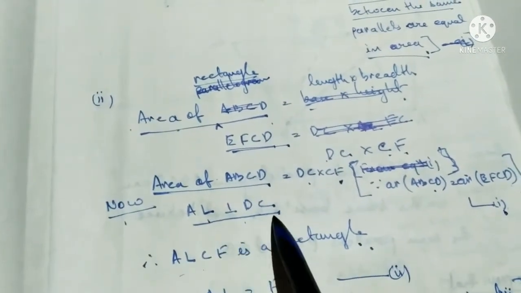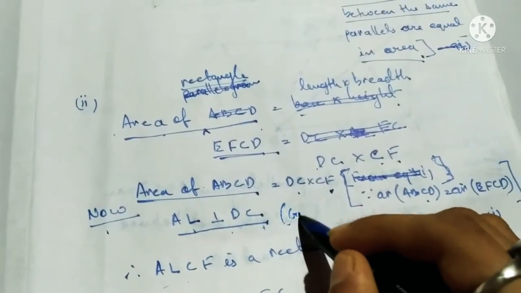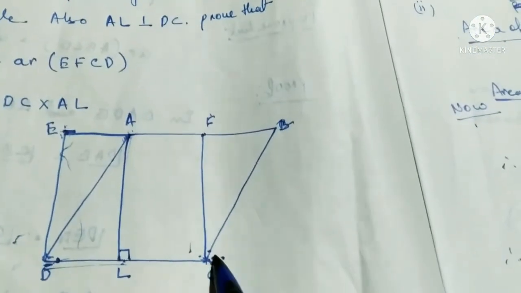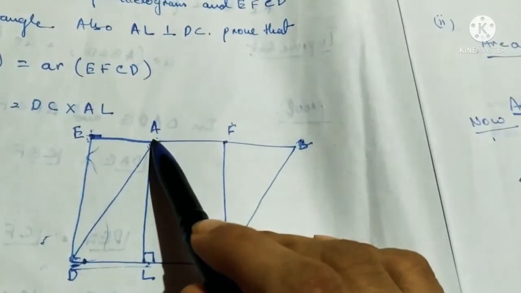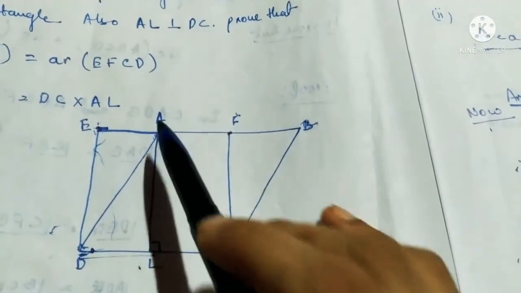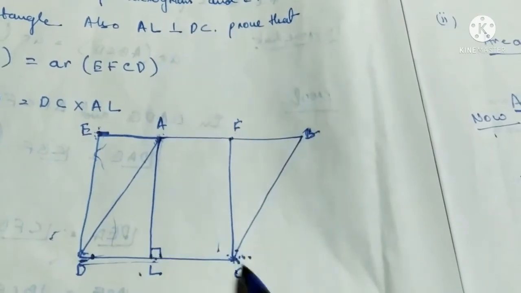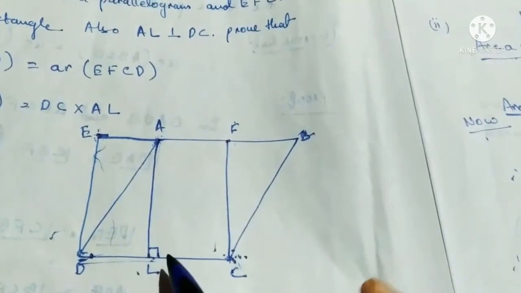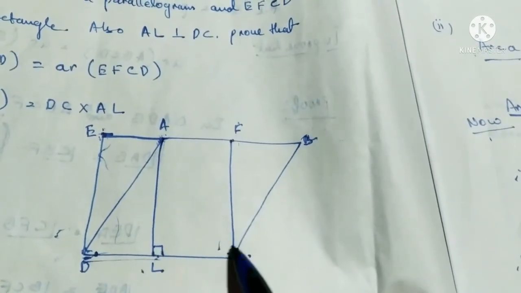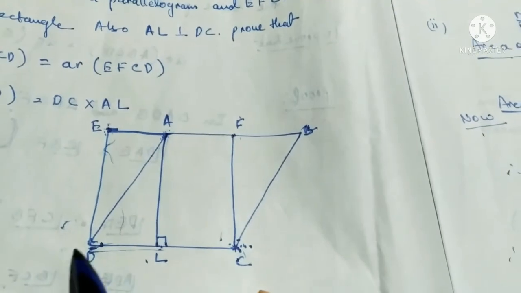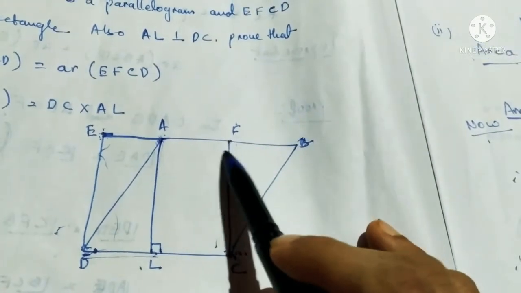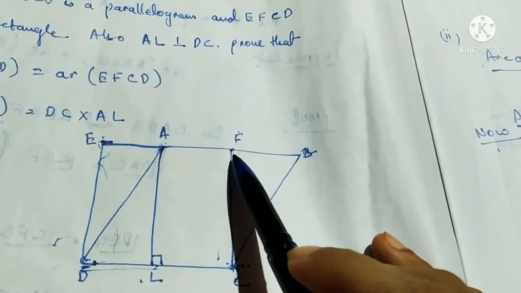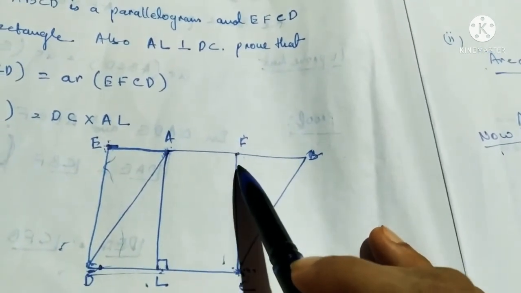Now AL is perpendicular to DC. This is our given. So therefore I can consider that ALCF is also a rectangle, because this is 90 degree, this will be 90 degree. Because EFCD is a rectangle, this will be 90 degree, this will be 90 degree. Understand? This will be 90 degree.